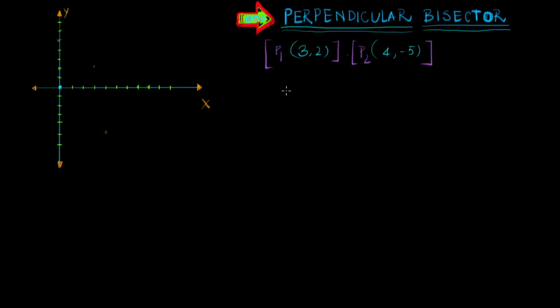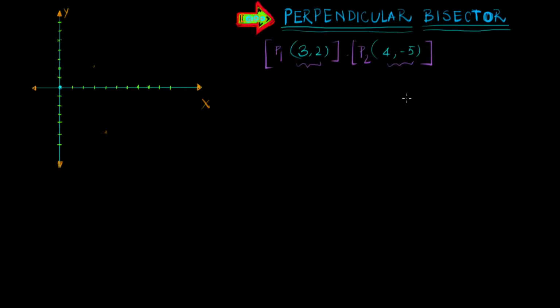So, in this video, we'll try to work out the perpendicular bisector of a line segment. We are given, in this particular example, 2 points, (3, 2) and (4, -5). They are going to form our line segment. And once we know the line segment, we want a perpendicular bisector to that.